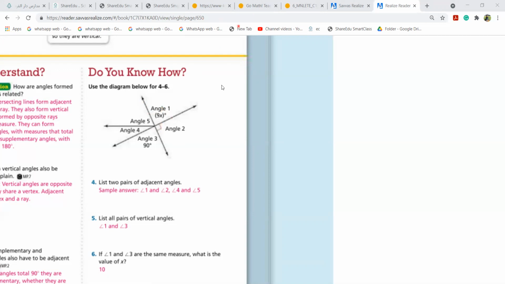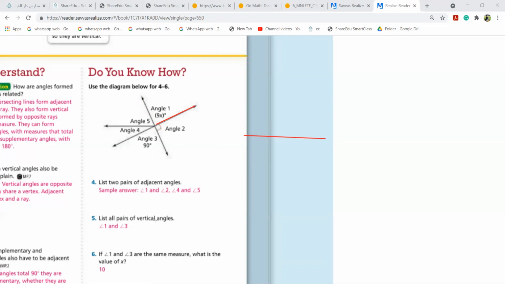Like this is a line. Here and here, these are adjacent angles. Angle 1 and angle 2 are adjacent angles. Here this is a line, angle 4 and angle 5. This is the adjacent. List all pairs of vertical angles.